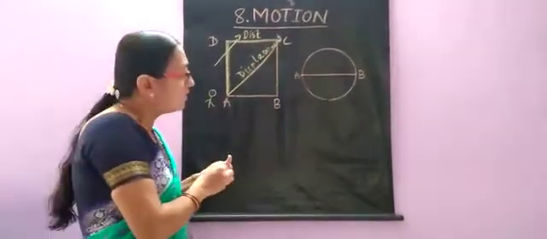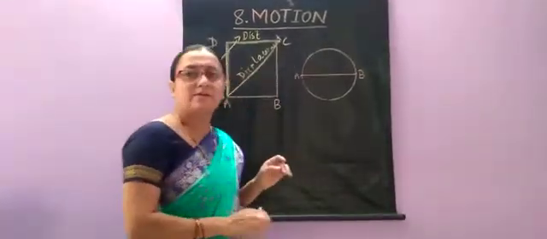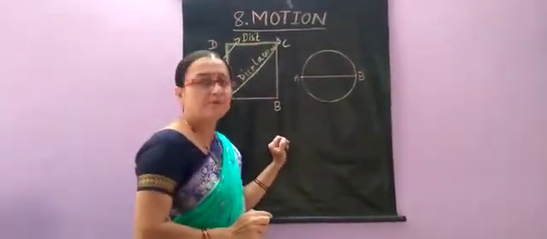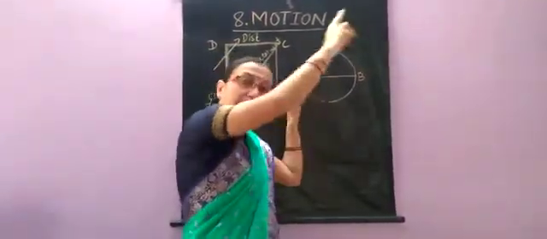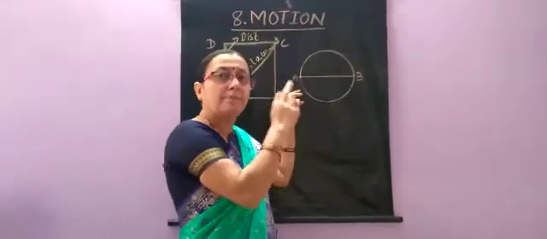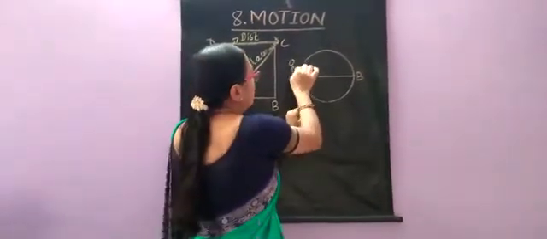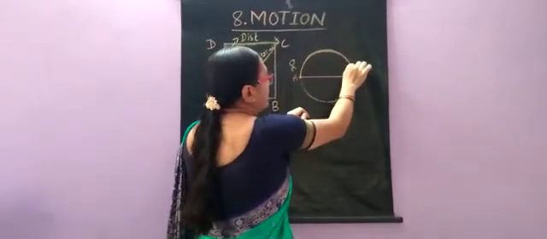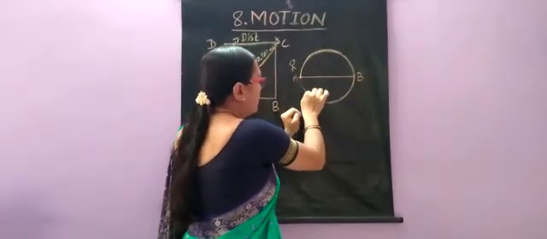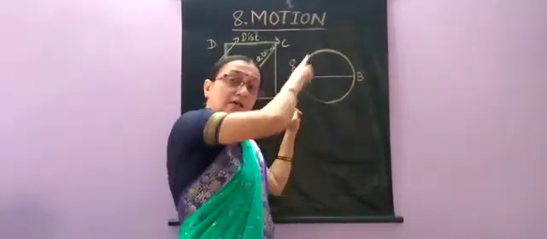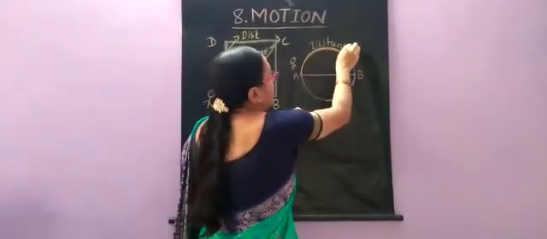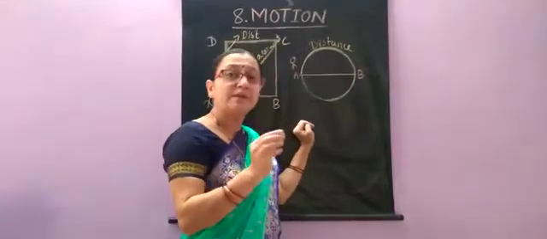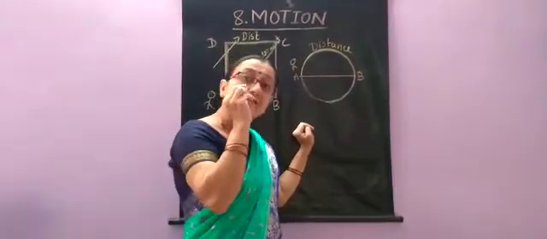Okay, what about the circular path? This was the square path. Now, from A to A again, means taking a complete circular path. How will a person travel? He will go from A to B, then from B come back to A here. This is the actual path, the distance traveled by the person. But displacement is nothing but the shortest distance.